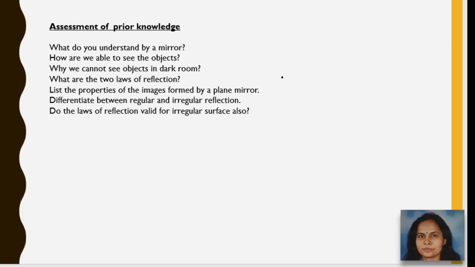So this I want to discuss with you. Let me list the properties of the images formed by the plane mirror. So first one is the image formed is always erect. Next one is the image formed is laterally inverted. I hope this point is clear to you. What do you mean by laterally inverted?